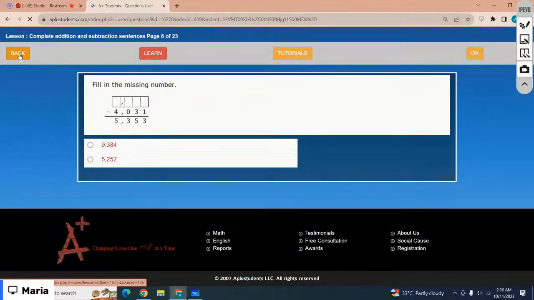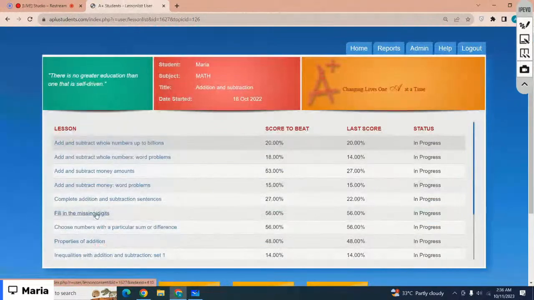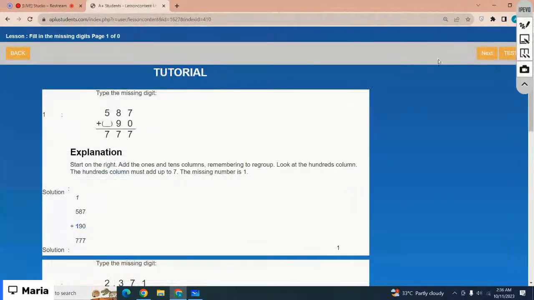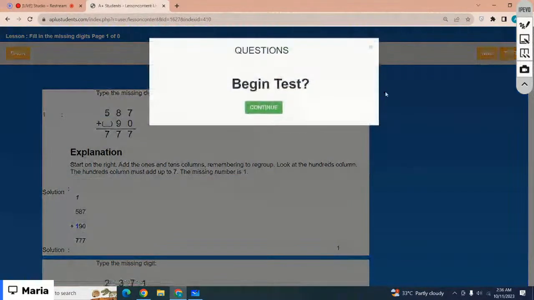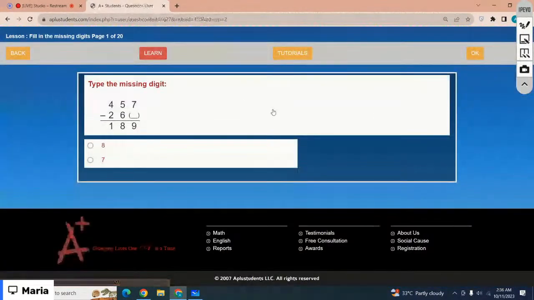And the next lesson is the missing digits. Fill in the missing digit, right? We just ended with missing numbers. Now we have to see if one of the digits is missing. How do we find the missing digit, right? The first one is 472 minus 260, 6, and the missing number. Which is the correct option?